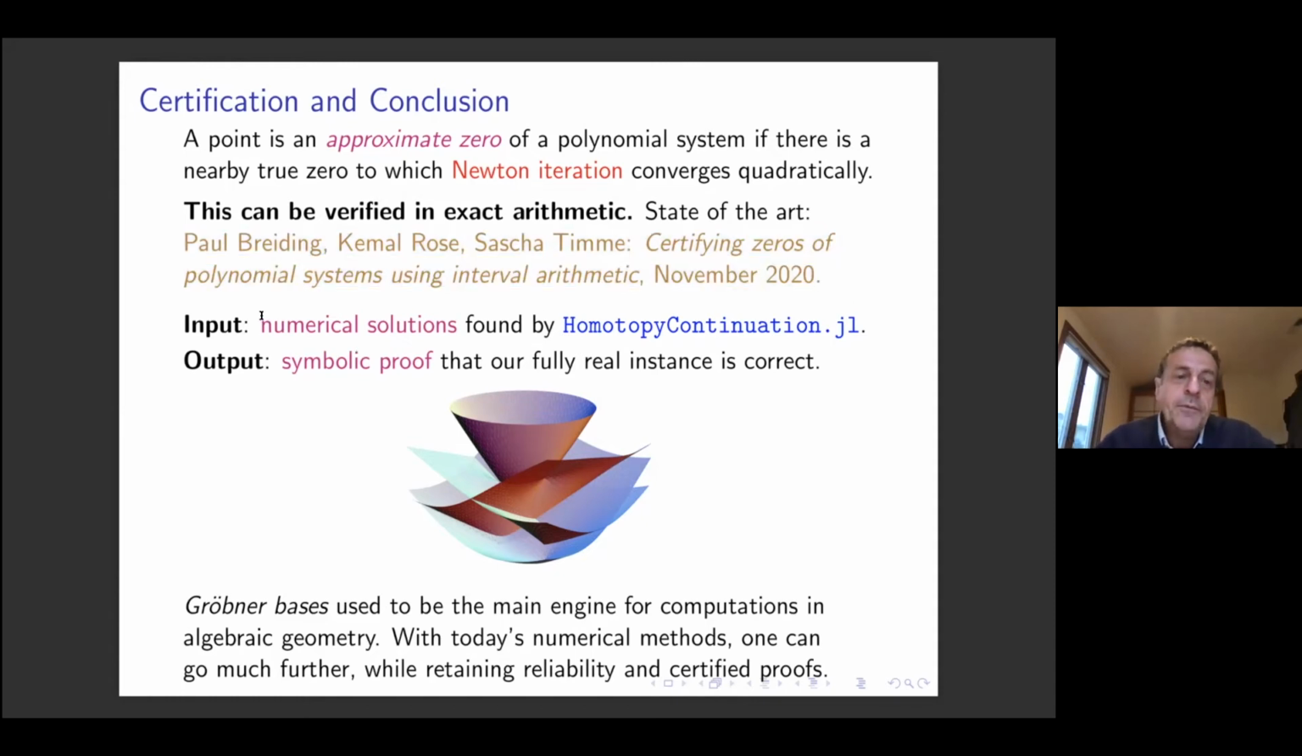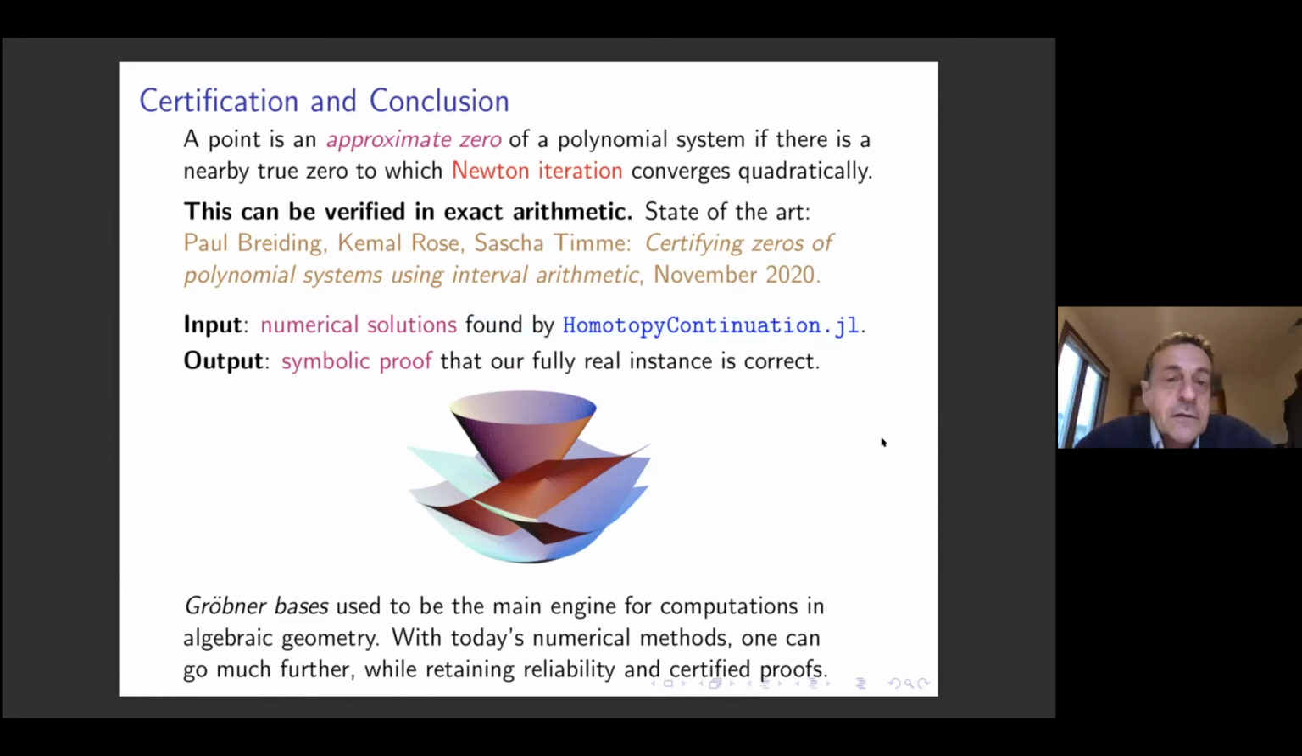And what's the input? Well, the input is a numerical solution found quick and dirty by any method whatsoever. So recall, a numerical solution has real and complex coordinates that are floating point numbers, maybe 8 digits or 12 digits. A floating point number is a rational number. So a numerical solution is some guess found somehow of points that you believe to be near the true solutions. The output of a posteriori certification is a symbolic proof that the given nearby solutions are in fact approximate solutions. And you can also use this to show that the instance is correct.